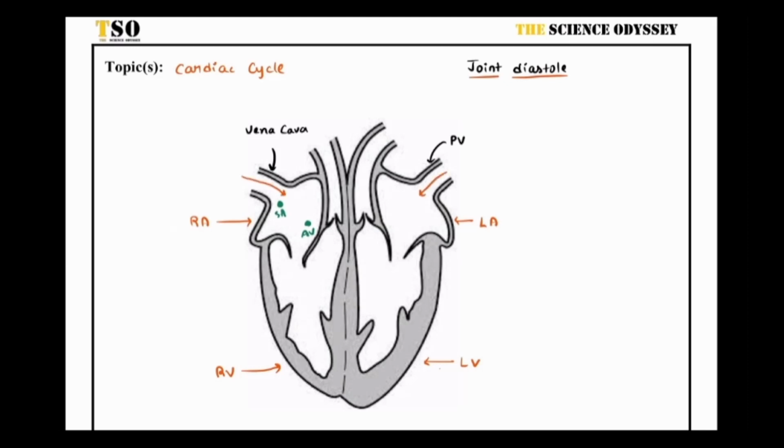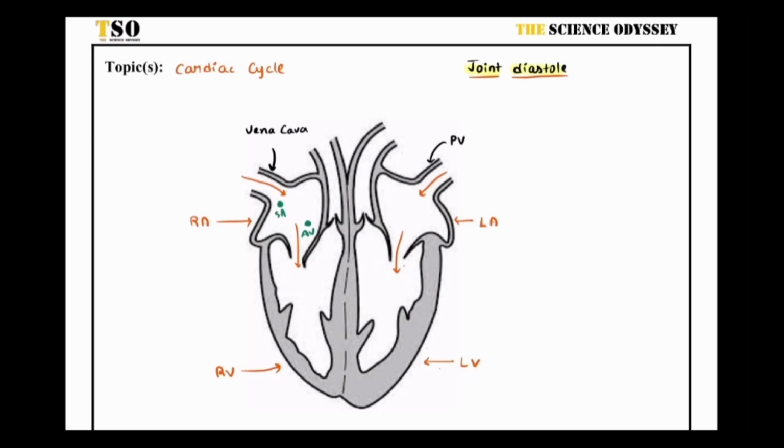and since we have taken the condition to be joint diastole, when the blood enters, it can freely flow into the ventricles from the atrium. And since it is in diastole, it is in relaxed condition, we can say that the tricuspid valve and the bicuspid valve are also in relaxed condition.